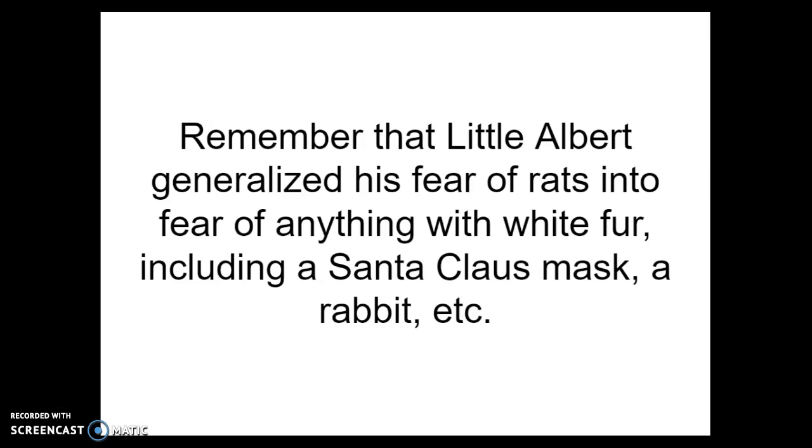Here's the deal. We don't know the long-term effects of this experiment on baby Albert because, unfortunately, I believe he died of pneumonia at age 6. So we don't know what happened long-term for him.